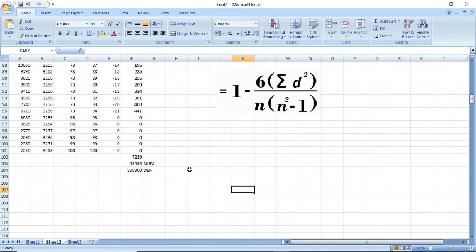Then finally, what do you have here? This divided by this will give you this, bracket 1 minus this, correct? So the Spearman's coefficient now becomes 1 minus this, which is 0.95. This is almost exactly 1.